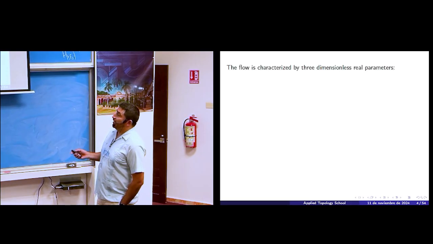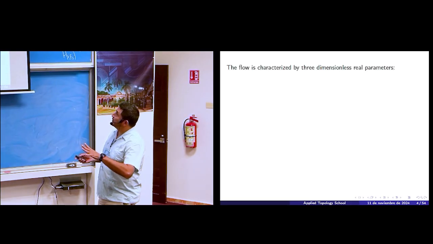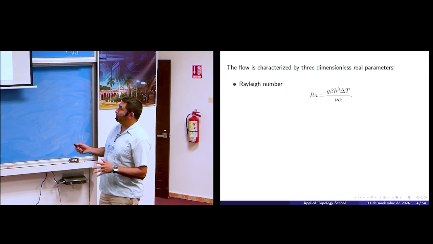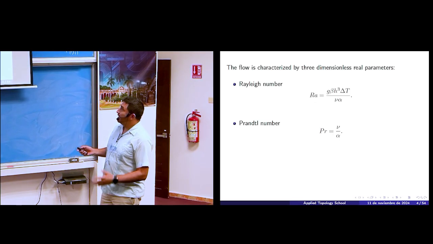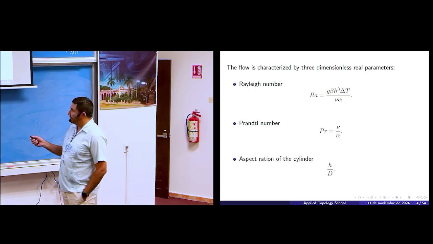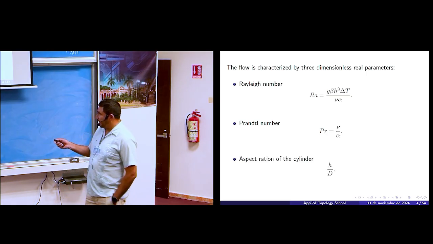The flow is characterized by three real parameters. The first one is the Rayleigh number, which is this, the Prandtl number, which is this, and the aspect ratio of the cylinder, which is the height over the diameter, sorry.